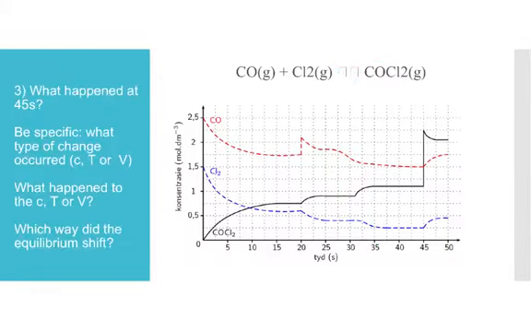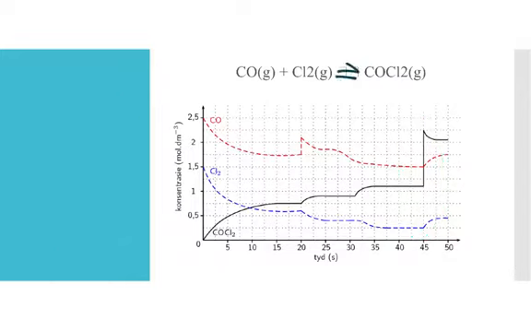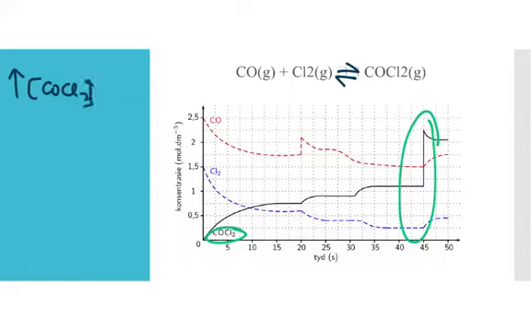All right, next one. We're looking at the same equilibrium, same graph, but this time what happened at the 45-second mark? So again, we're looking at that 45-second mark, and we can see that we have just a single spike. So think about what a single spike means. Single spike means, be specific, tell me the shift. So going back to my spike here, the spike is of the COCl2.